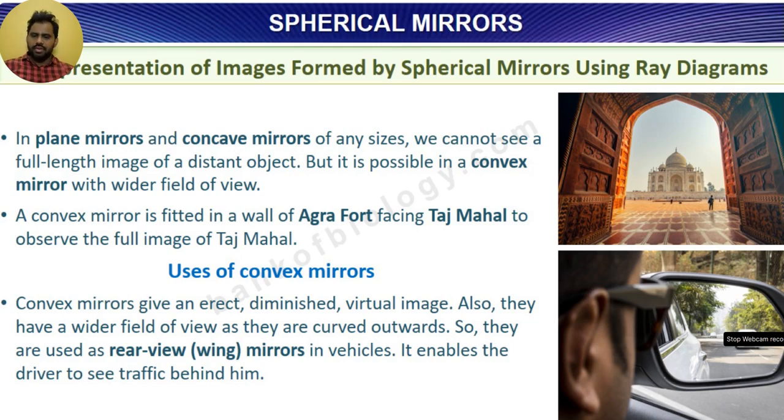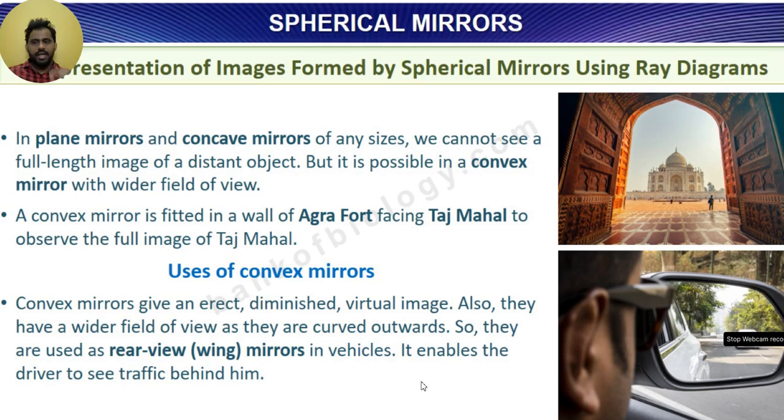Now we will see the uses of convex mirrors. Convex mirrors give an erect, diminished and virtual image. Also they have a wider field of view as they are curved outwards. Since they give an erect, diminished and virtual image with a wider field of view, they are used as rear view mirrors in vehicles.